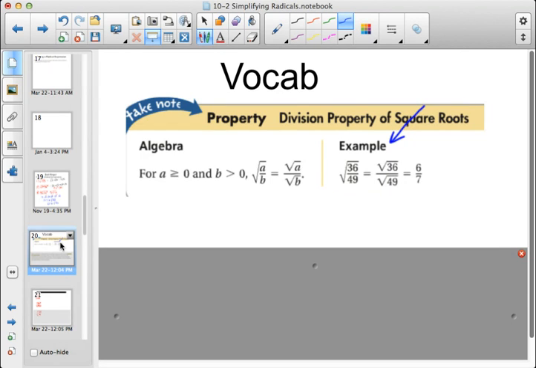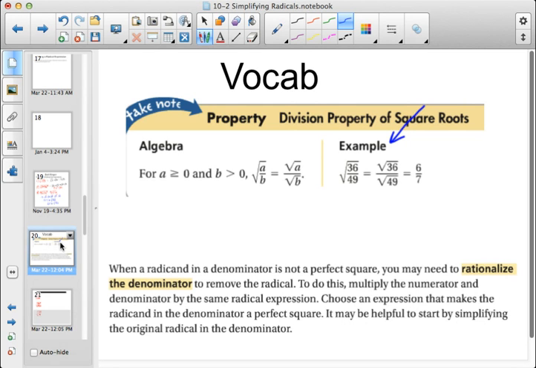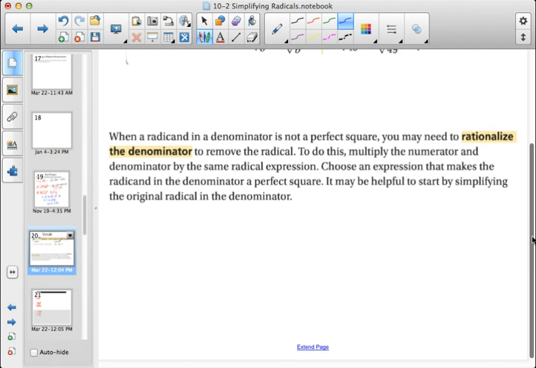Okay, so essentially what we're doing here is when you take a square root of a fraction, you can break the square roots up into two separate radical expressions. Now, this is something to be aware of. When the radicand in a denominator is not a perfect square, remember our perfect square numbers are like 4 and 9 and 16, 81, those types of numbers.